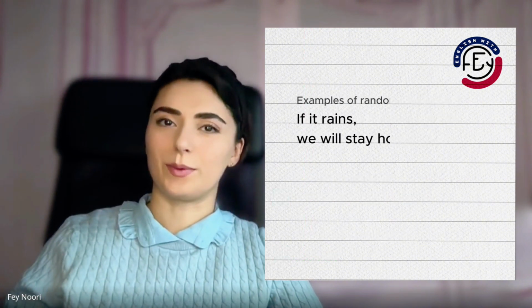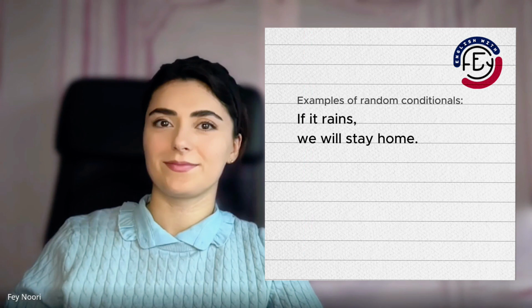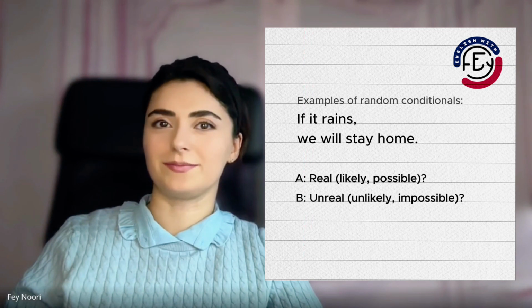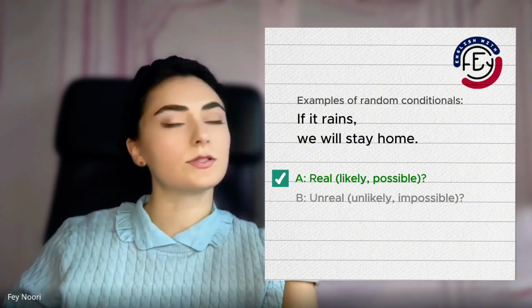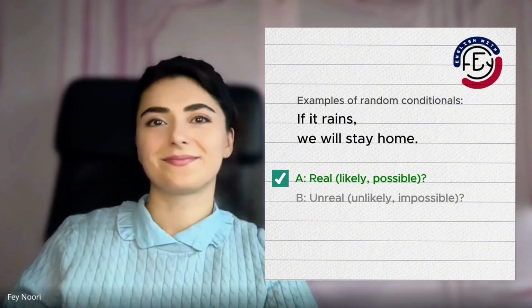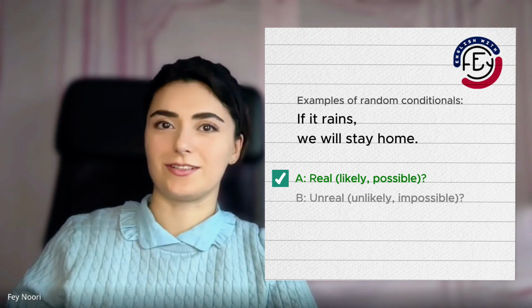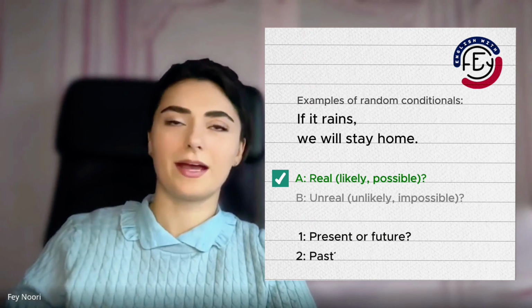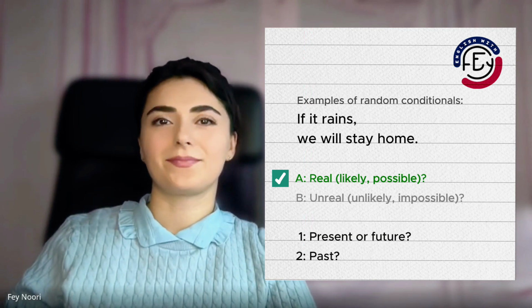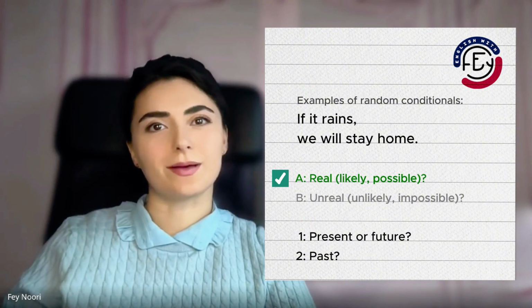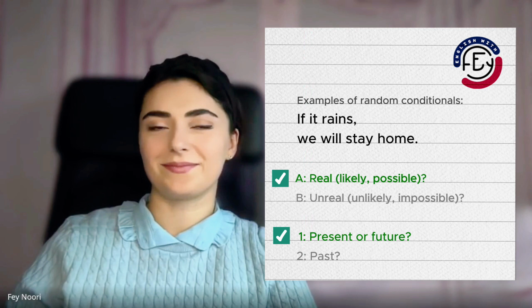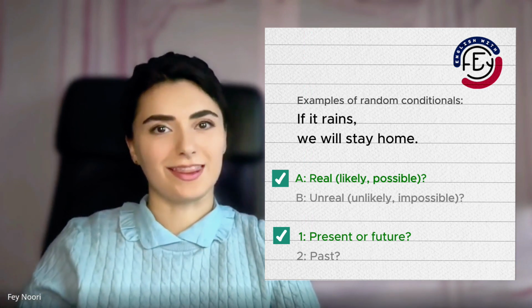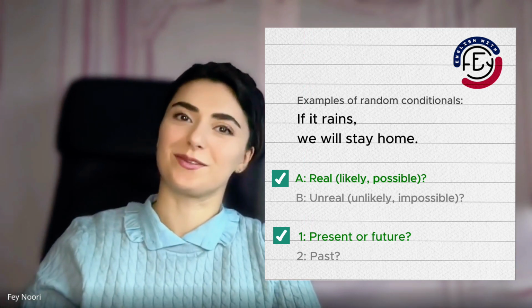If it rains, we will stay home. Real or unreal? Real, because right now it can rain and I can decide to stay home. So this can actually happen. Now the next question, about the present or the past? Yes, this conditional talks about the present or the future, and it's not about something in the past. Okay, I think you got the hang of real or unreal, or present or the past.